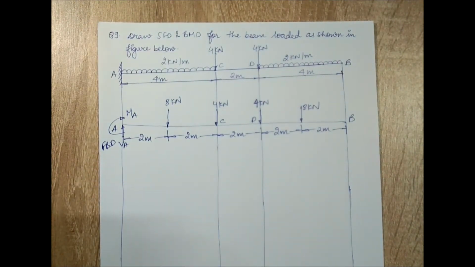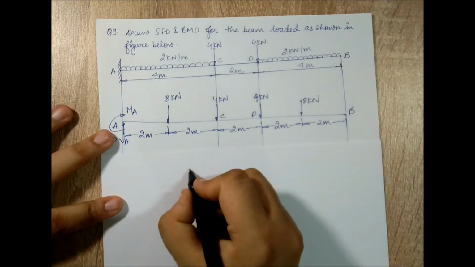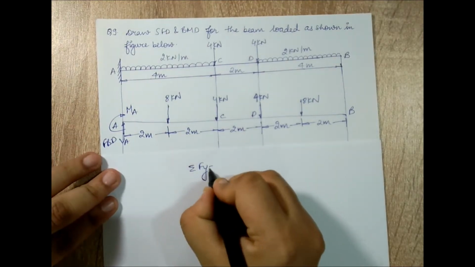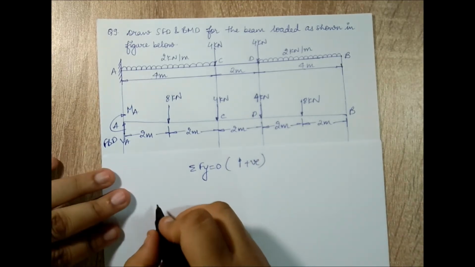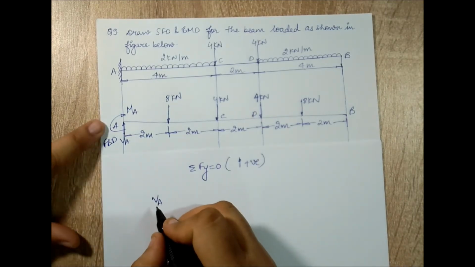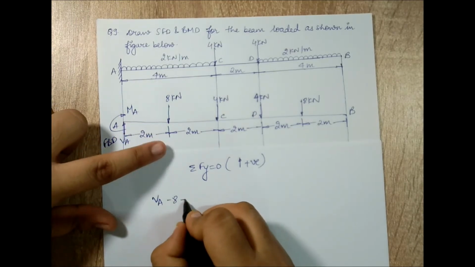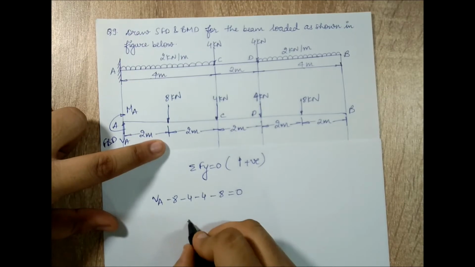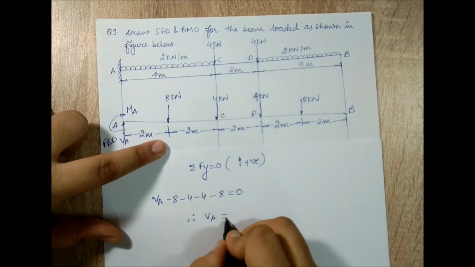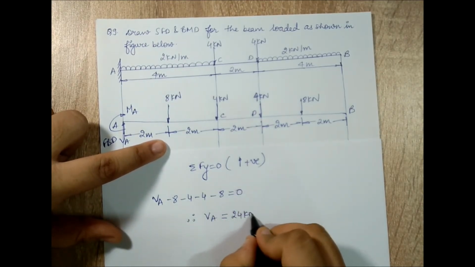Next I'll go for calculation of VA and MA. I'll use the equation summation of force in y direction is equal to 0. Any upward direction force will be considered positive. So I have VA moving upward, then I have minus 8, minus 4, minus 4, minus 8 is equal to 0. So I get the value of VA as 24 kilonewton.